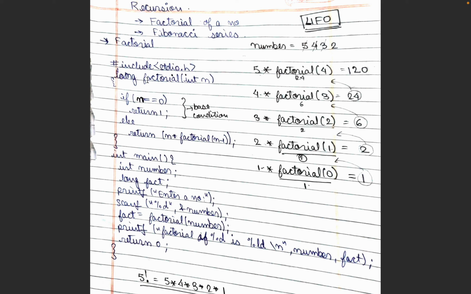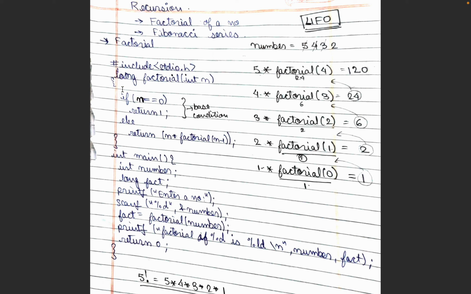Okay, so the factorial number will be here. For example, we have taken 5 as a number. So here we will start writing, because we are entering into a user defined function, and since we know it's a recursion, we will write number, and initially it is 5.